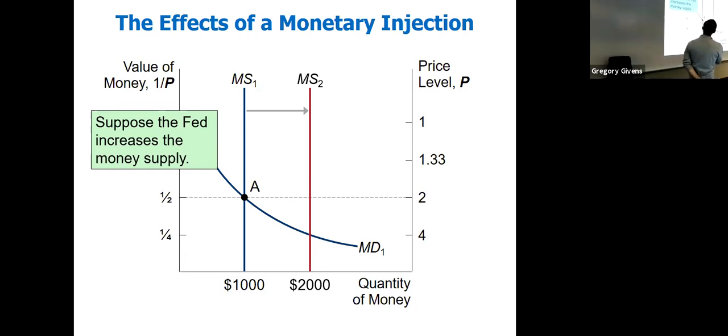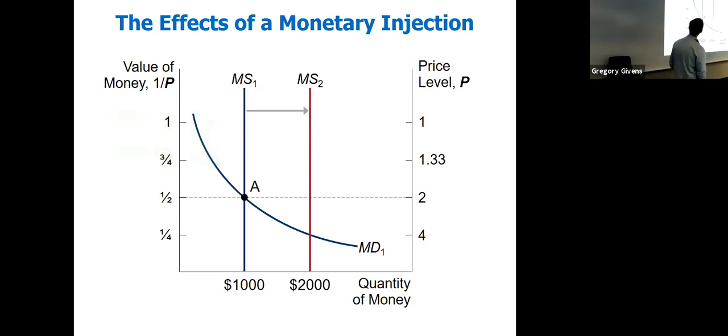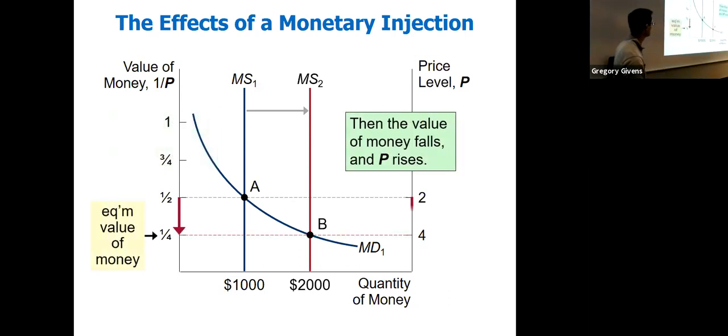And so now, at a value of money of 1/2, or at a price level of 2, we have a surplus of dollars in the economy, right? We have more dollars than we have a demand for them. And so the value of money is going to fall in equilibrium, which would correspond to an increase in the price level. And you'll see here that the price level goes from 2 to 4. So a doubling of the money supply causes a doubling of the price level.